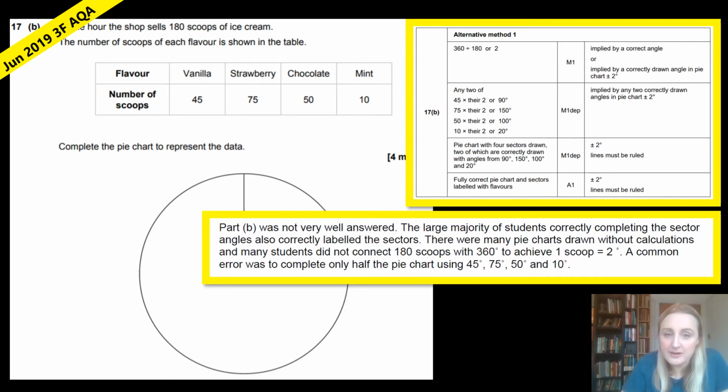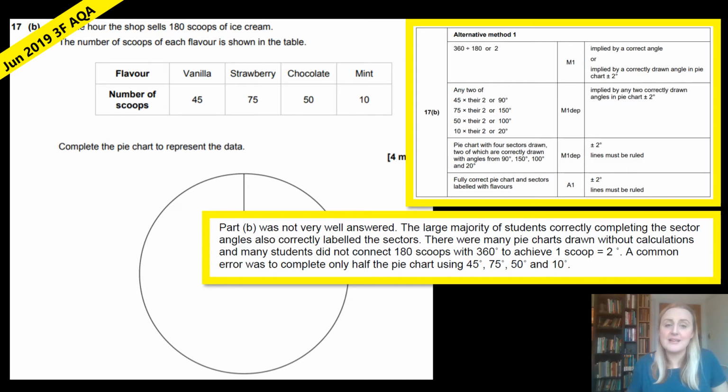So unfortunately it wasn't very well done, and I'm not actually surprised given how much there is here. In a foundation paper, this is an awful lot of stuff to do in one question. The majority of students correctly completed the sector angles. The ones who correctly completed the sector angles also labelled the sectors. So if they got the pie chart right, then most of them got 4 marks. But there were many pie charts drawn without any calculations, so students are just randomly drawing lines. And many didn't connect the 180 scoops to 360 to get that 1 scoop is 2 degrees.